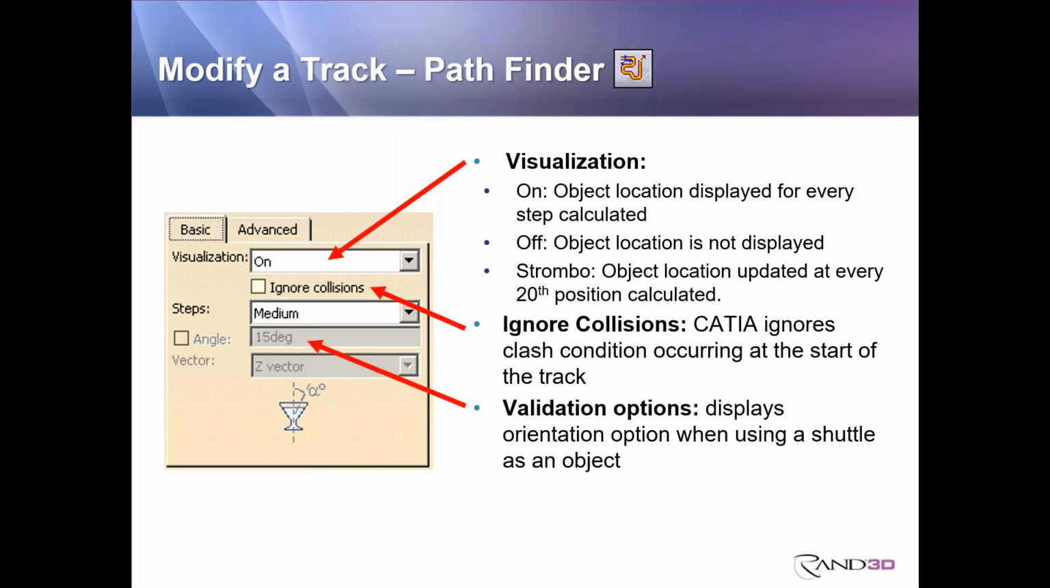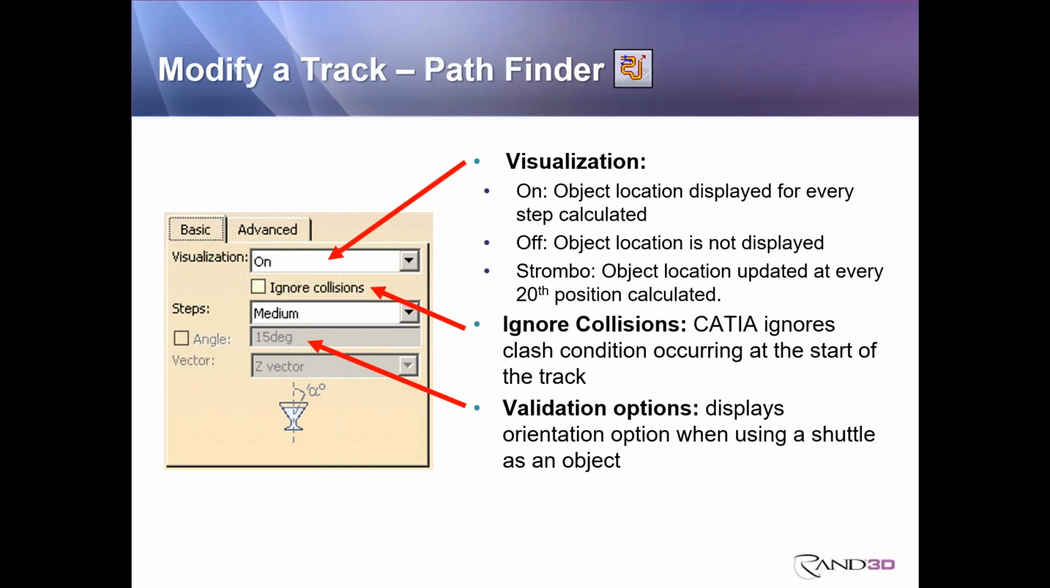And then we have this area down here that's grayed out called the validation option. Now this option is going to display basically the orientation when you're using a shuttle as an object. So we can't modify these here. It reflects what the shuttle options are. Now, why would you want a shuttle?